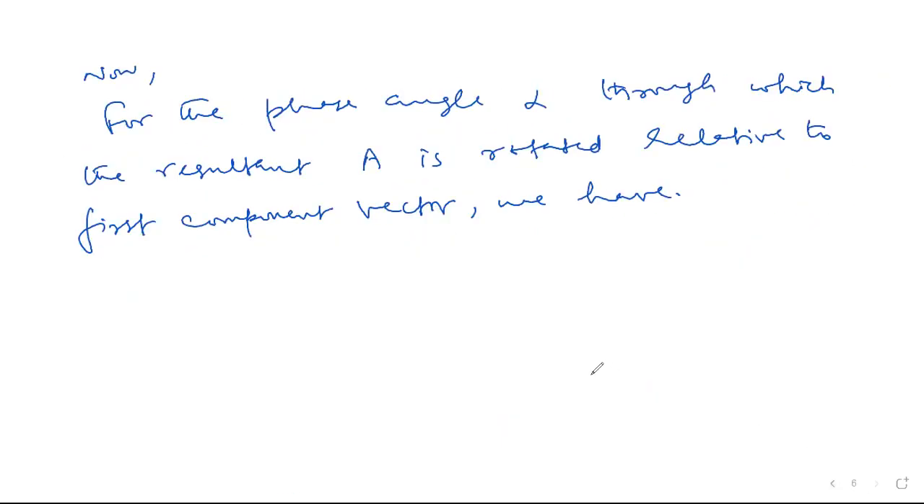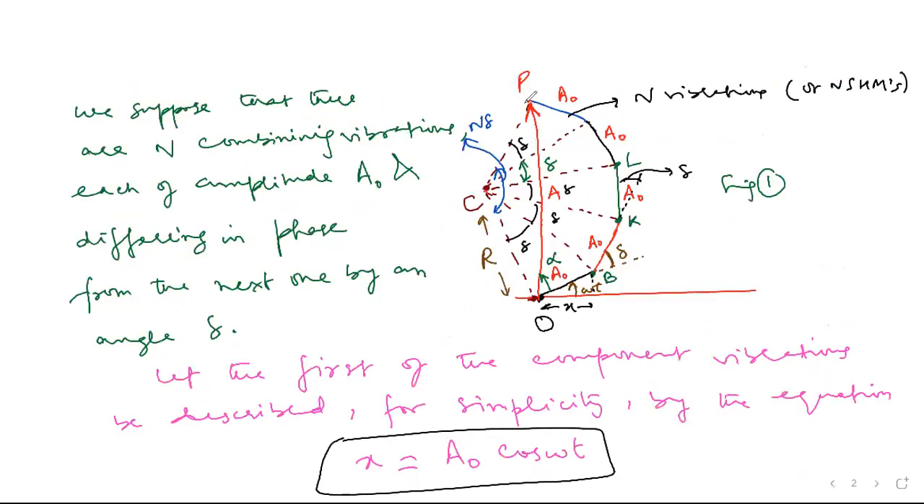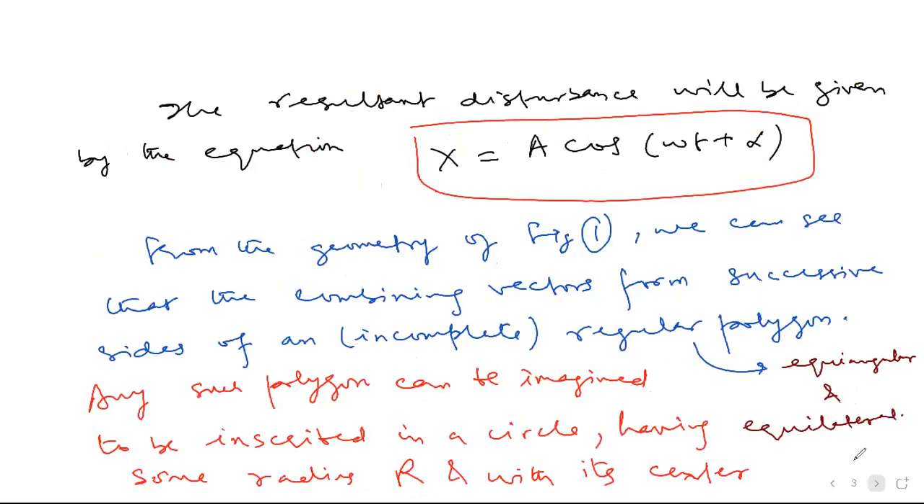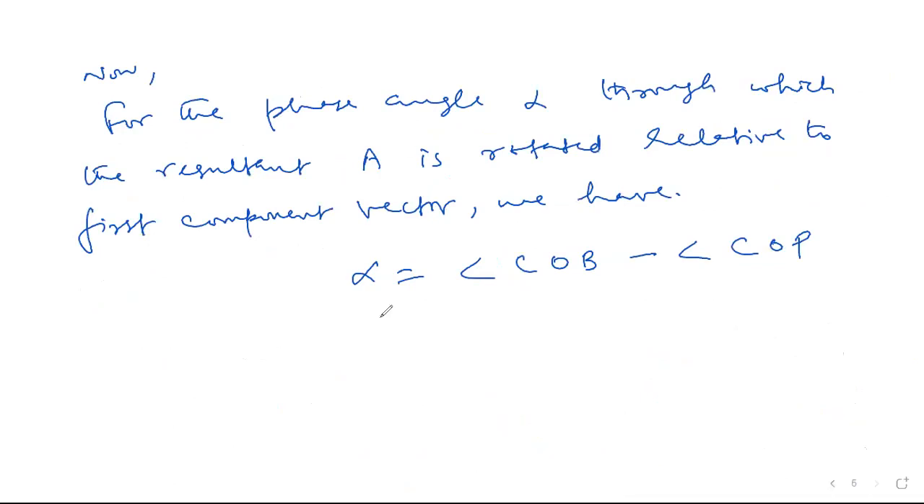So I can write for this alpha, alpha is angle COB minus angle COP. Angle COB minus angle COP. COB is this, COP is this. So when you subtract from COB, COP, you get the alpha. Right? Now, let me encircle it first.